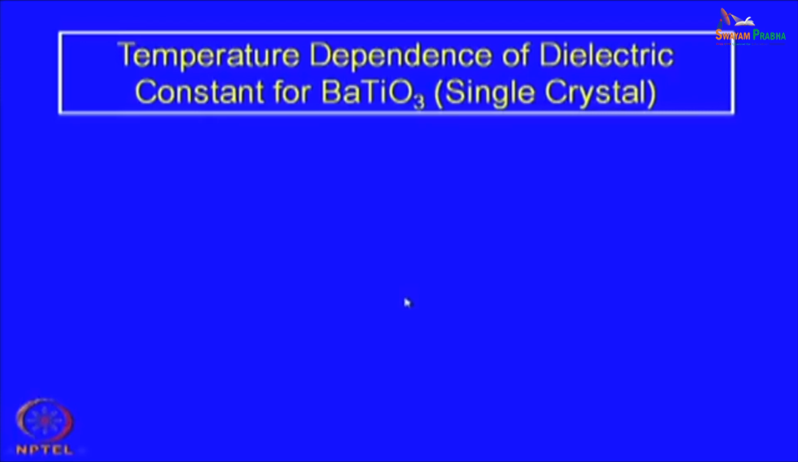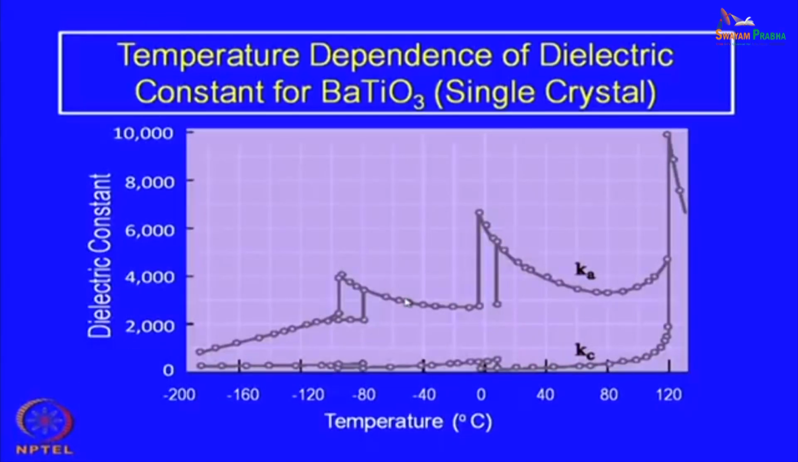Well, since there are different forms of polymorphs, some of them ferroelectric and one of them paraelectric, if you plot the dielectric constant as a function of temperature over a wide range from -200 to 120 degrees, 120 degrees incidentally is the Curie temperature of barium titanate. At that temperature there is a very sharp peak and then it drops, and it follows the so-called linear dielectric behavior.